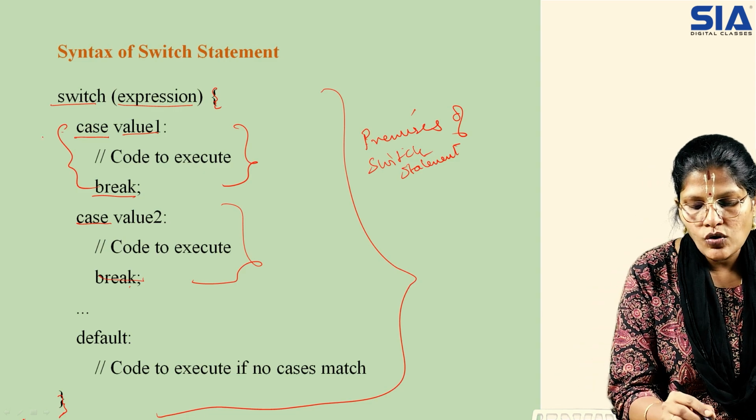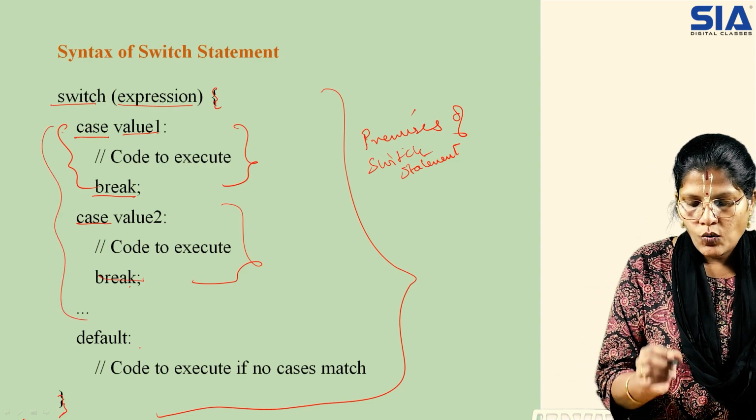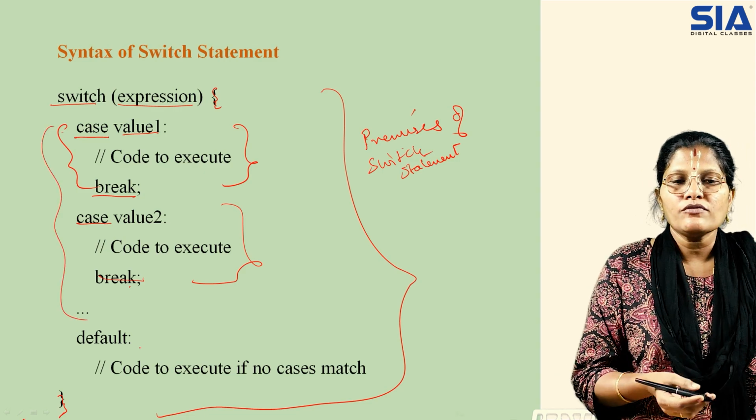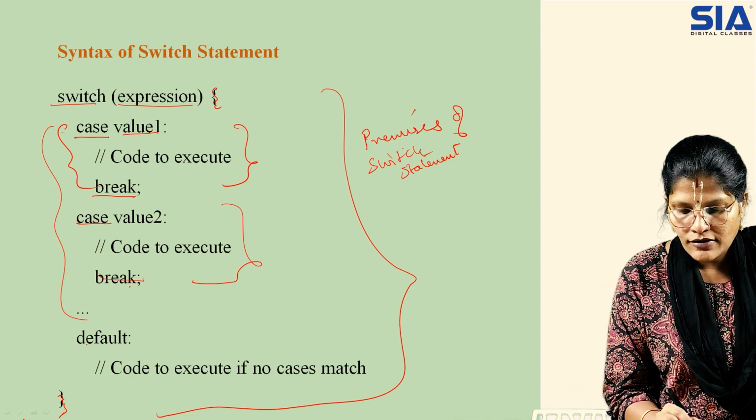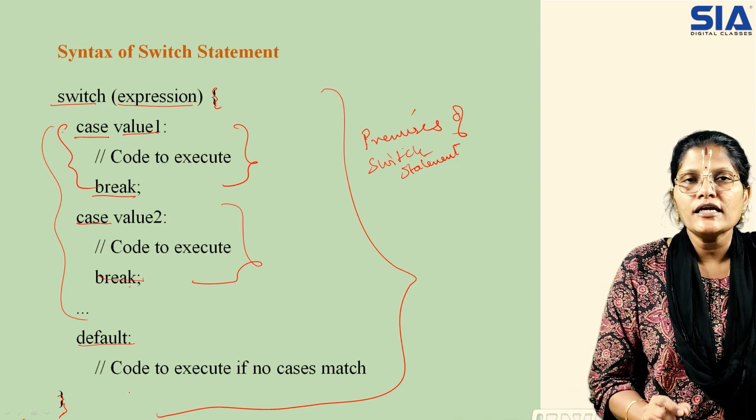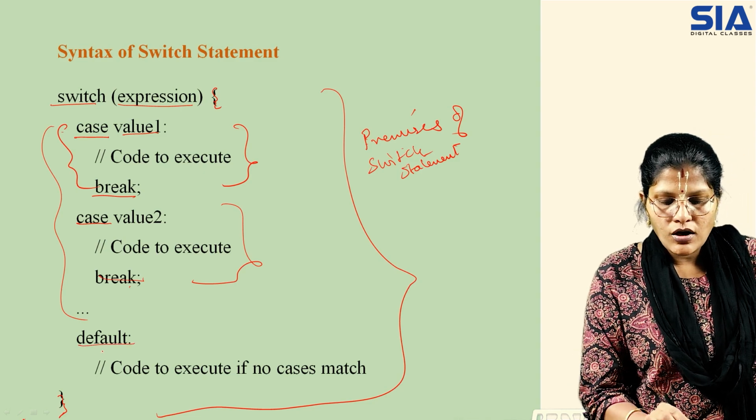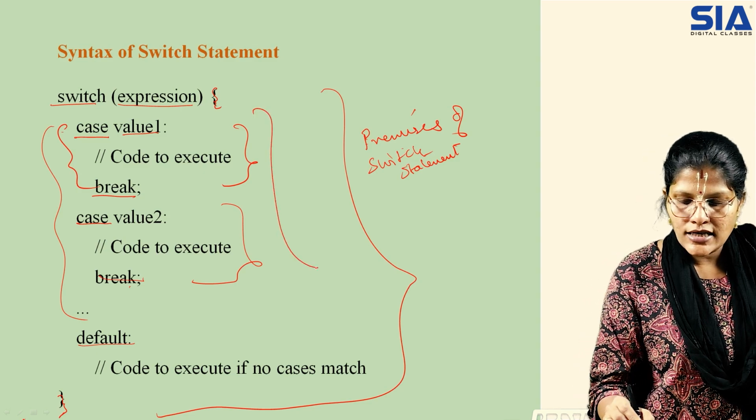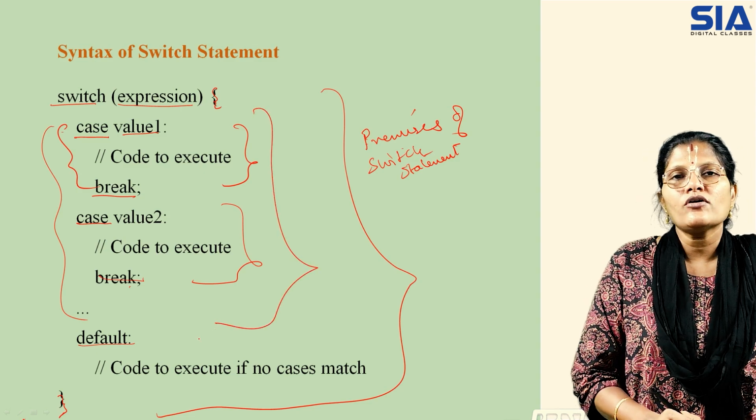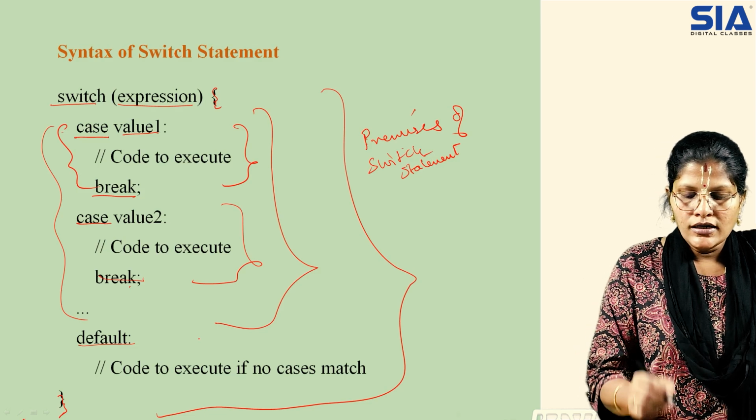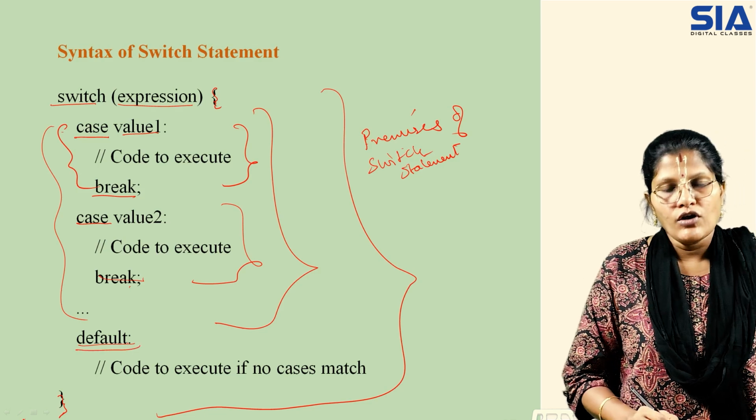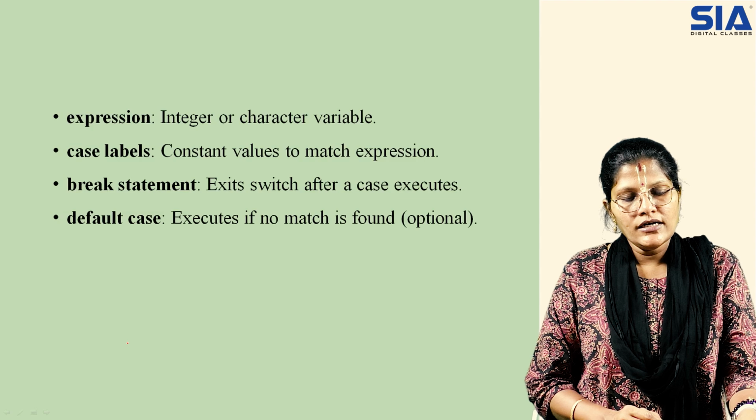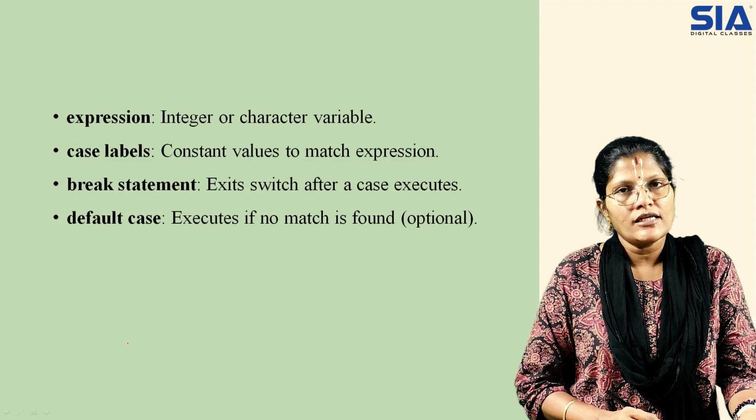If there is no case which is matched, what happens is you have to leave something for the user. Then you have to give a particular block, that is nothing but a default block. The default block is a block where you execute code if no cases are matched, so we leave some message to the user. That is the reason we give the default block. Okay. Next, we'll talk about an example.